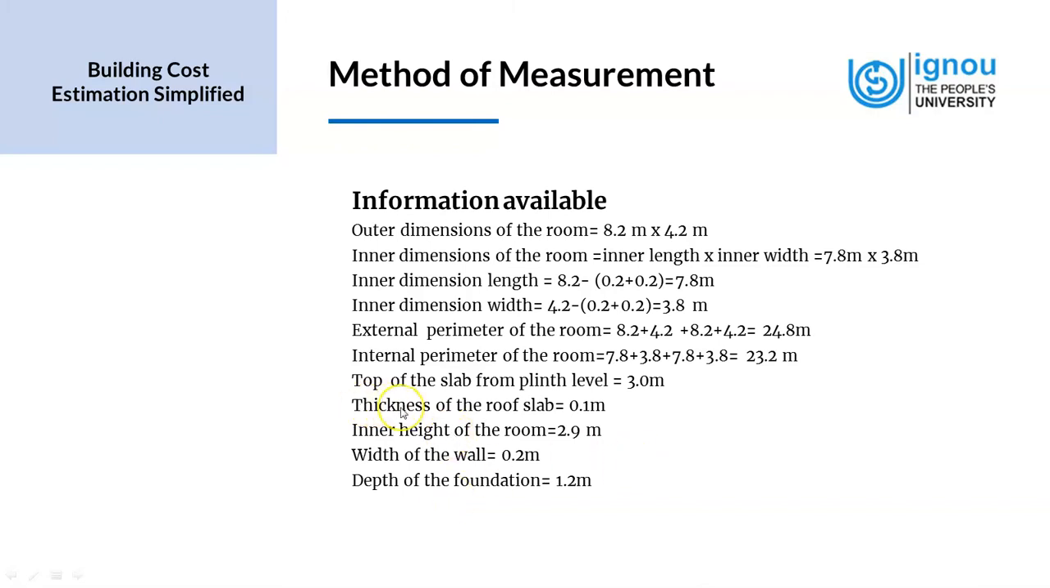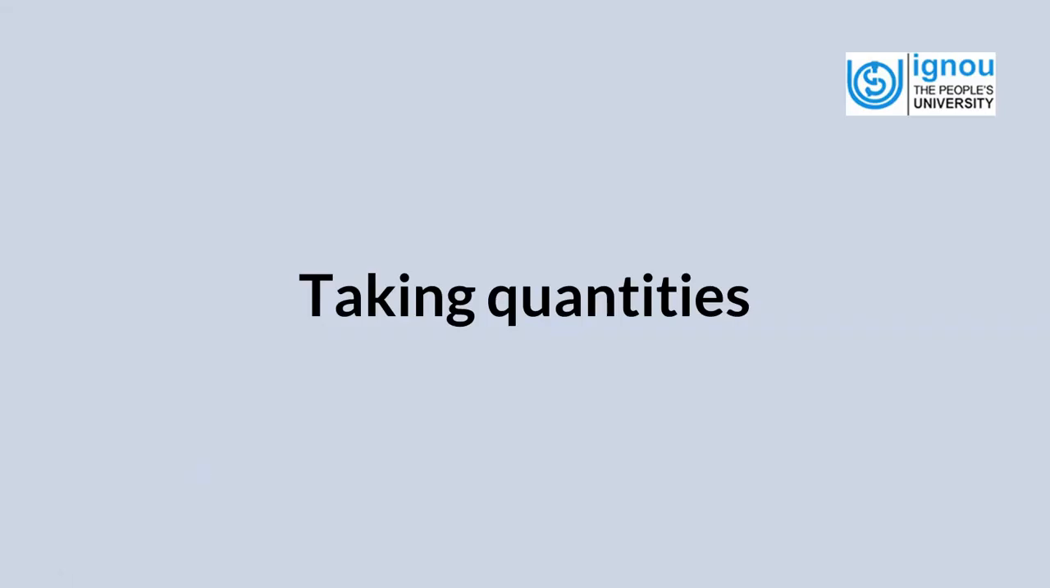We made a correction in the line which represents the thickness of the roof slab. The repeated line has been removed from this slide. Now let's look at how to take the quantities from the information that is available.